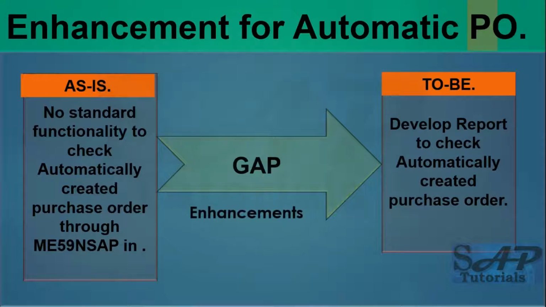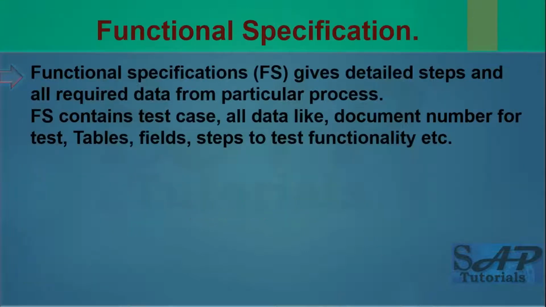Through enhancement. If we go for enhancement, there are certain terms we must know, like functional specification. Let me explain what exactly a functional specification is. A functional specification gives detailed steps and all the required data for a particular process. It also contains test cases and all data, like document numbers for testing, table fields, and steps to test that functionality.